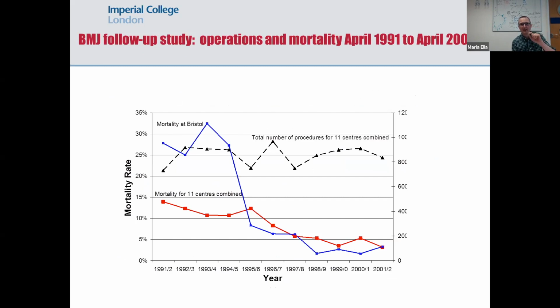Sure enough, in 1995, when they were struck off the medical register and stopped operating, down came the mortality at Bristol to be comparable to that in the other centres. Clear case of these two surgeons not being fit to operate.